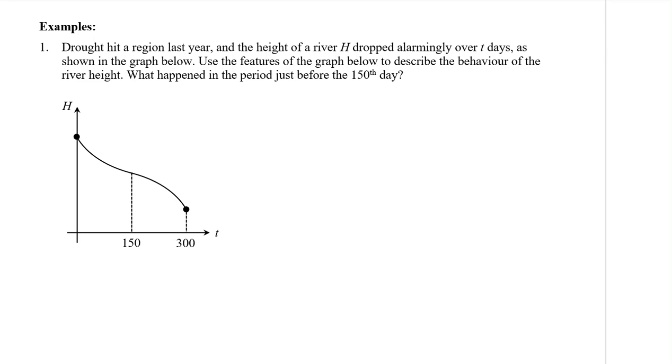Okay, so looking at this graph, we can see that there is a decreasing trend. The gradient is sloping down the whole time. We have different gradients there, but it is always negative. So the first thing I would like to note is that the river height decreased for the whole 300 days.